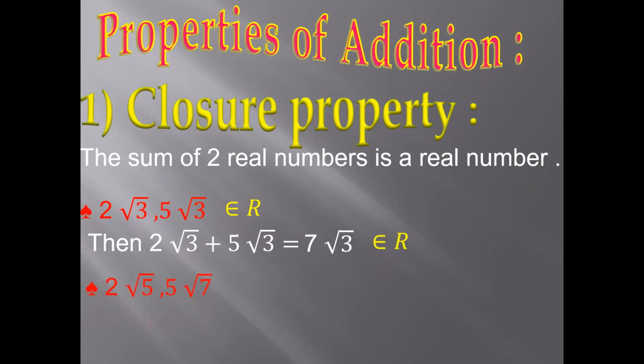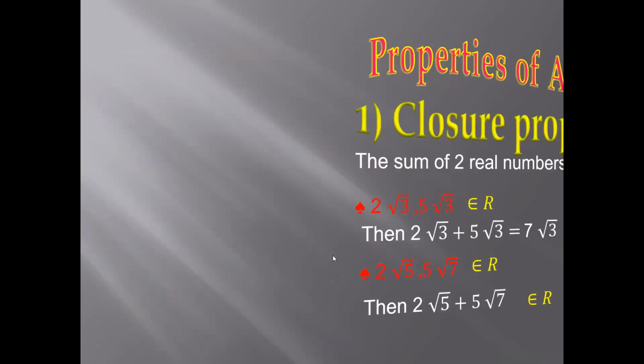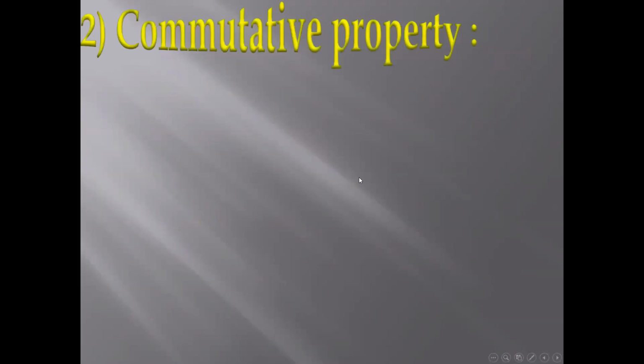Here I have 2 root 5 and 5 root 7. I can't make them like terms by simple adding, but it will be a real number. So I can add 2 root 5 plus 5 root 7, and it will belong to R.